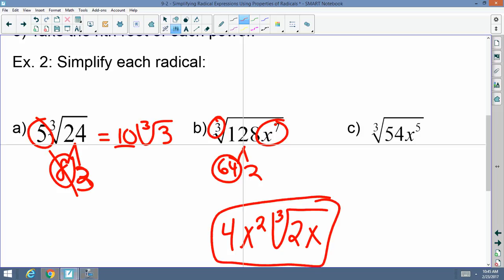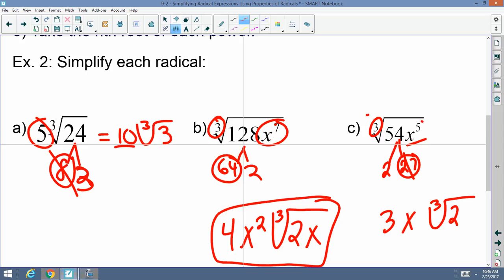What do you think here? 2 times 27. What's the cube root of 27? So it comes out as a 3. I have a cube root of 2 left over. And what's the cube root of x to the 5th? How many times does 3 go into 5? What's left over? X squared.